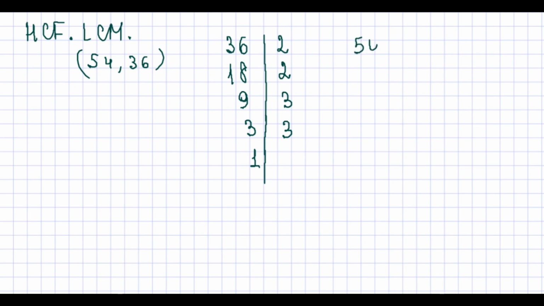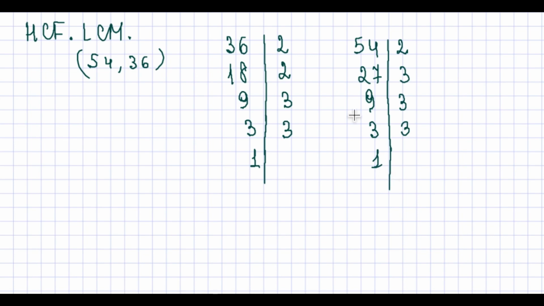And now it's time for 54. I divide it by 2. I can start with 3 as well. 27. I know that 27 is an odd number and it's not divisible by 2, so I will divide it by 3 because it divides by 3. 9 divided by 3, 3 divided by 3, 1. Okay, again I get 1 and I stop.